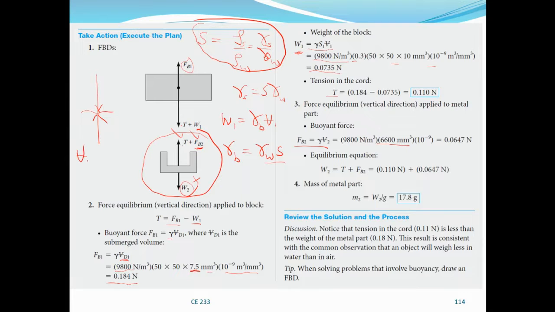Volume of the metal part is equal to the volume of the displaced liquid. So that's why we're multiplying by its volume. And then from here, W2 is equal to T plus FB2. So we add this up, we get W2. And then W equals mg, so to get the mass, we divide by gravity, and everything turns out to be 17.8 grams.